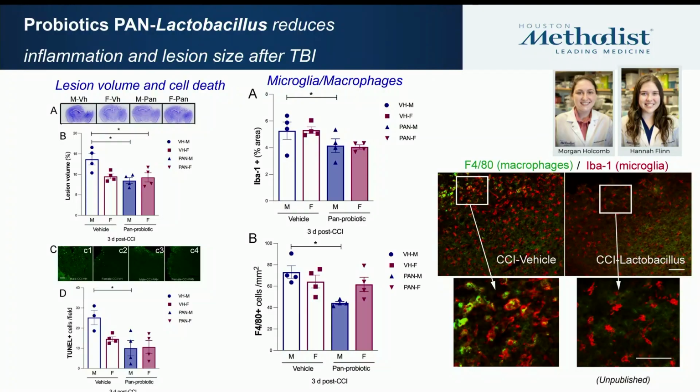We wanted to look at the brain, at the impacts of the PAM probiotics, whether they reduce the lesion. When we have a lesion in the brain, we measure the area or the volume, and we found that the PAM probiotics reduce the lesion. Also, they reduce the cell death and the apoptosis. And then we found a reduction in the inflammation. That is the key point.